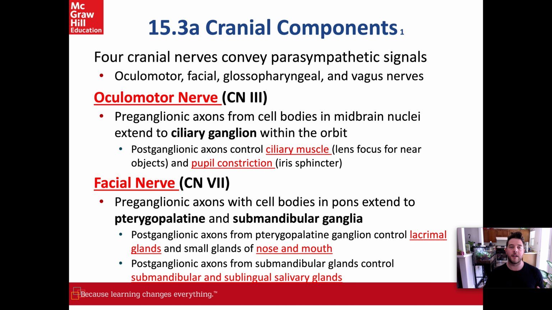The cranial nerves, rather, that we use for our parasympathetic nervous system, we said, are the oculomotor nerve. So oculomotor, movements of the eye. It's going to control the ciliary muscles and pupil constriction. The facial nerve is going to control lacrimal glands and small glands of the nose and the mouth, as well as submandibular and sublingual salivary glands. When you do digestion, you'll talk more about the salivary glands. But submandibular is under the mandible and sublingual under the tongue.